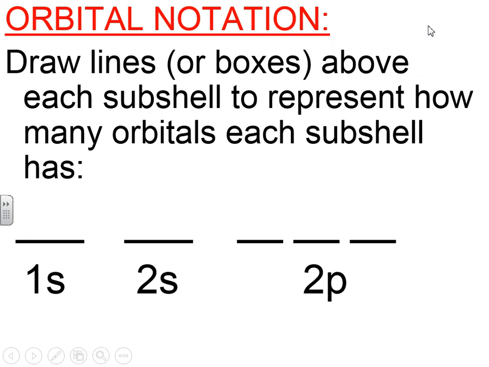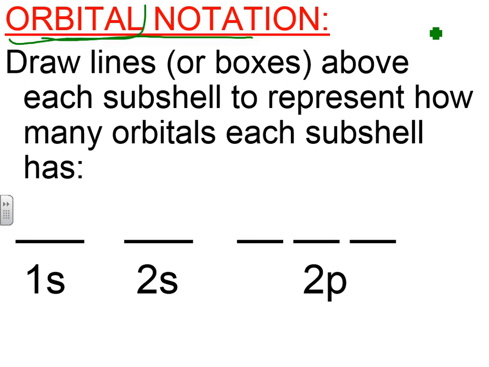This is video 10 of Unit 9, the last video of the unit. We finally made it. And here we will talk about orbital notation. Now, orbital notation is a version of electron configuration that represents orbitals.